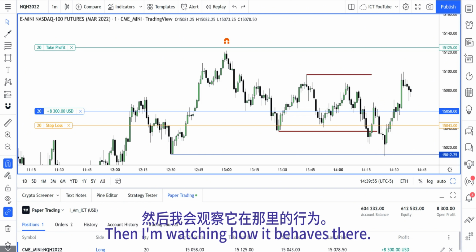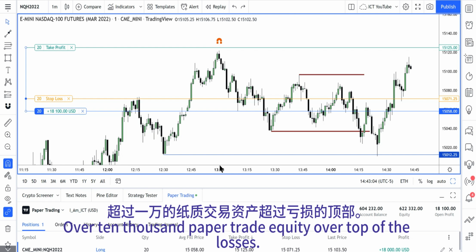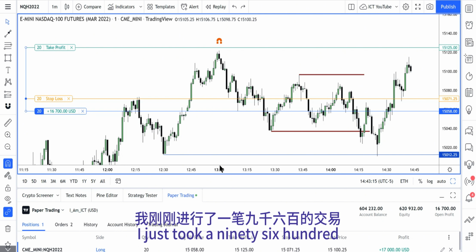So it should not go back down inside that buy side imbalance, sell side inefficiency. To come back down into that sets the stage for it completely collapsing into the close of the day. So I'm watching it in here. I don't want to see that tank. I want to see it keep expanding, reaching for that 15,125 level. In this trade here, it's got over 10,000 paper trade equity over top of the loss that I just took of 9,600.